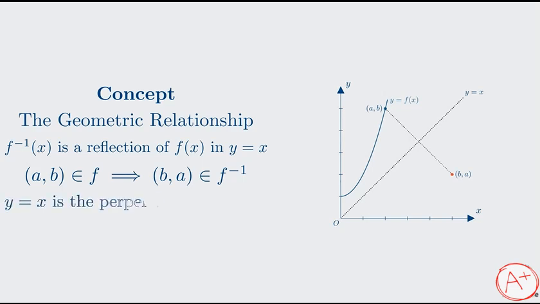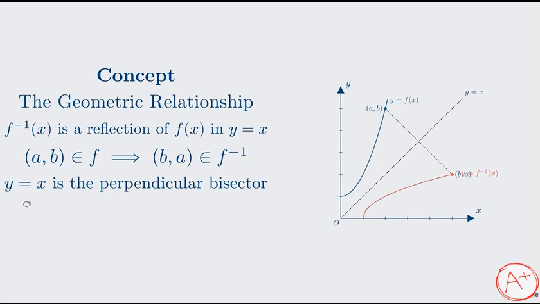Mathematically, the line y equals x acts as the perpendicular bisector of the line segment connecting these two points. By swapping the independent and dependent variables, we are reflecting the entire curve across this diagonal axis.